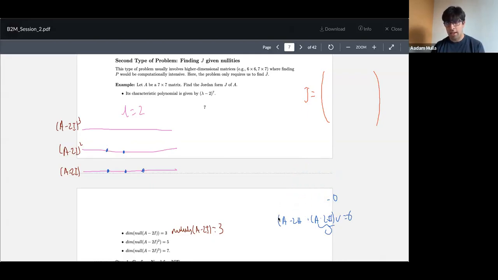And the last thing we found out is that the nullity of A minus 2I cubed equals 7.